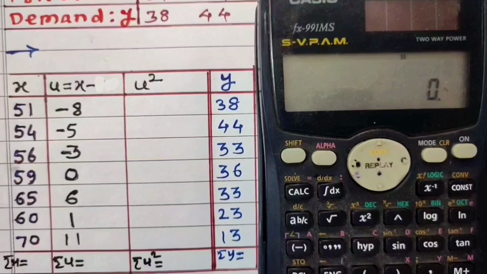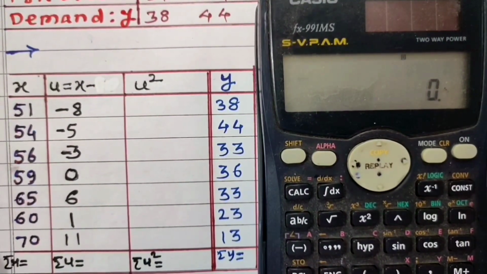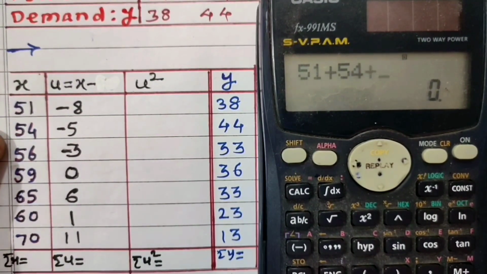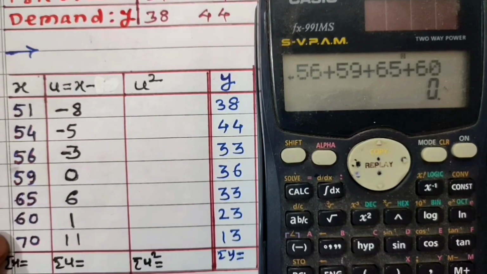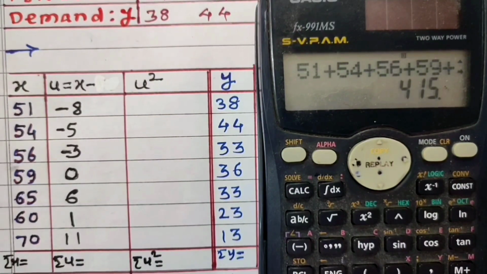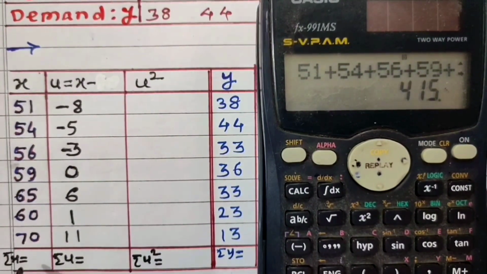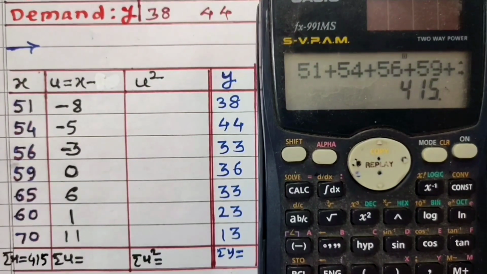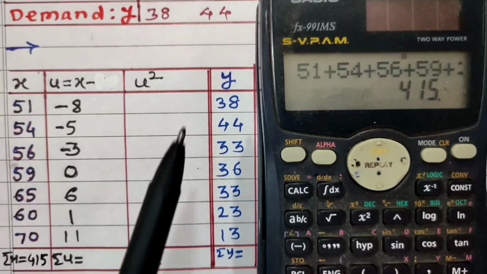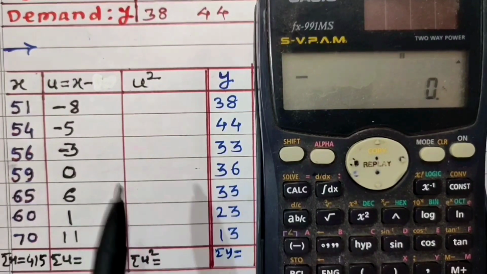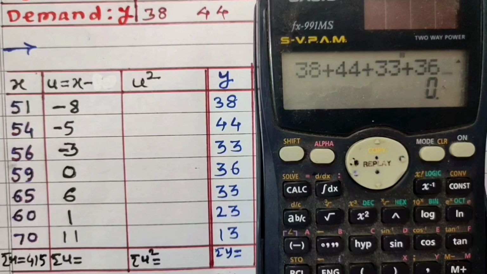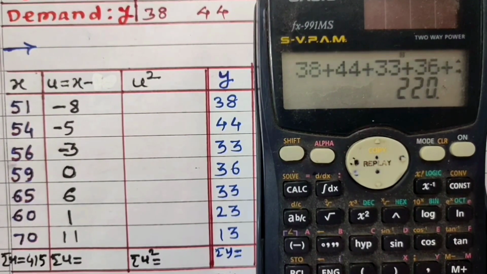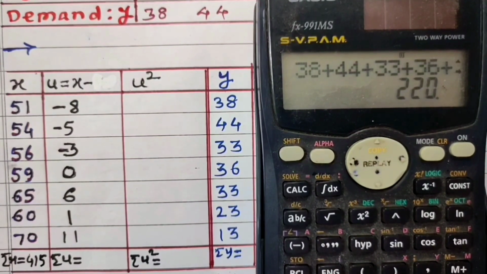To get the sum of all values of X series: 51 plus 54 plus 56 plus 59 plus 65 plus 60 plus 70, and this is equal to 415. So summation of X is 415. Okay. Now let us find summation of Y, meaning the sum of all values of this column. So 38 plus 44 plus 33 plus 36 plus 33 plus 23 plus 13, and this is equal to 220. We can put here summation Y is equal to 220.